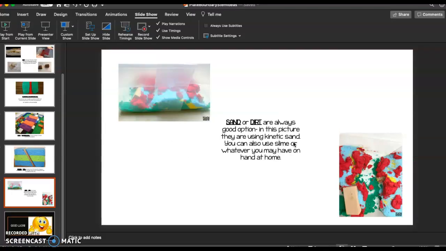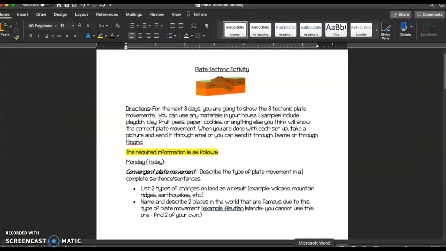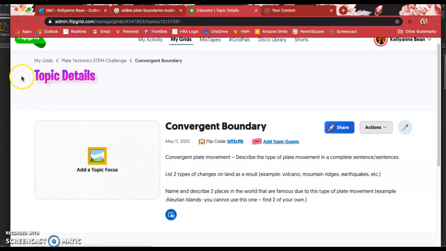I have seen some other projects where people were using clothes, some people were using books, anything like that, you are going to be using to create your plate boundary. Okay, now remember, you need to include all of this information in your project. So, like I said, you can go onto Flipgrid. I'm going to share the link with you once we are done, but convergent boundary, everything listed, like I just said, you are going to show me the two types of changes on land that are created because of it.